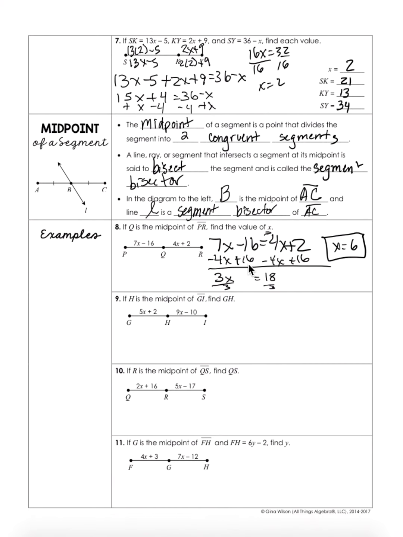Number 9 is exactly the same as number 8. So I want you to set it up the same way. I want you to put GH equal to HI, and then I want you to stop your video and solve it. Raise your hand when you're done. Don't forget on this one that you're finding GH, not X. So after you find X, you're going to have to plug that back in to find GH.